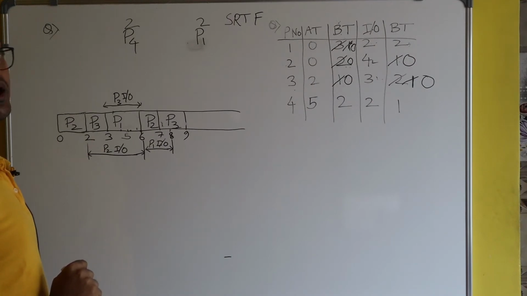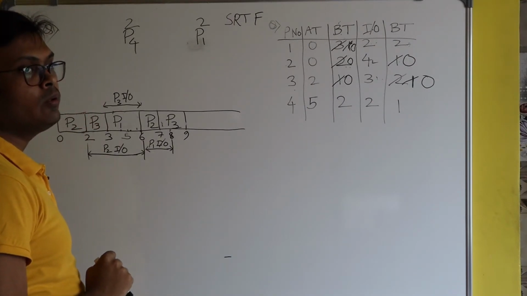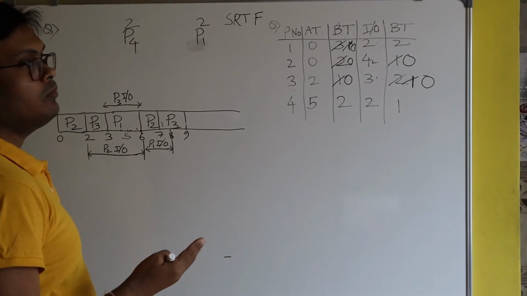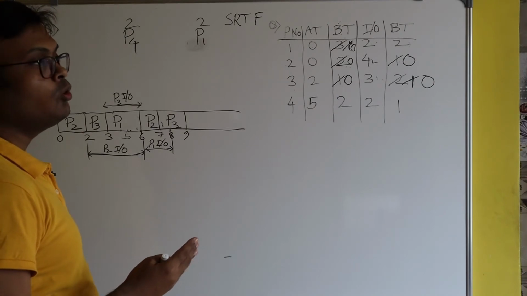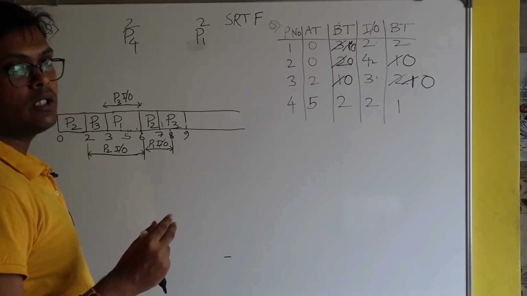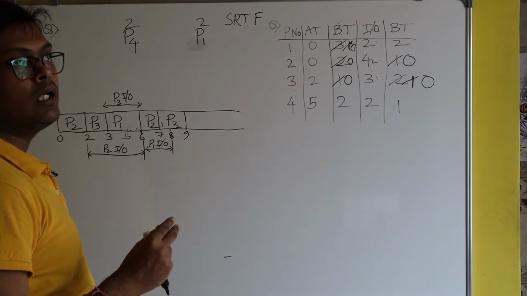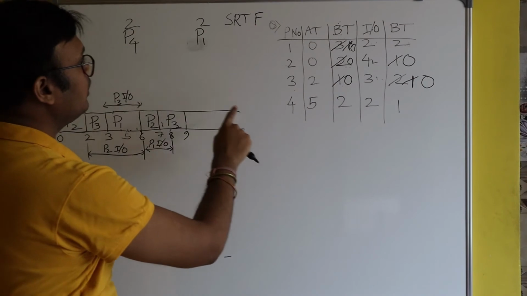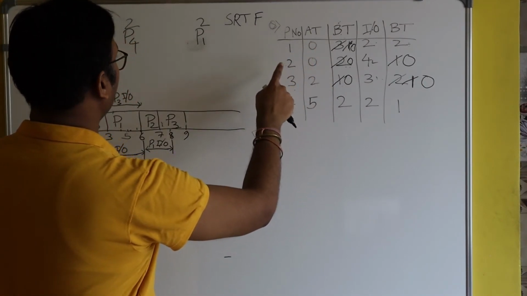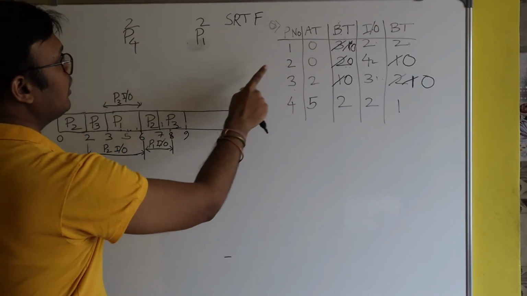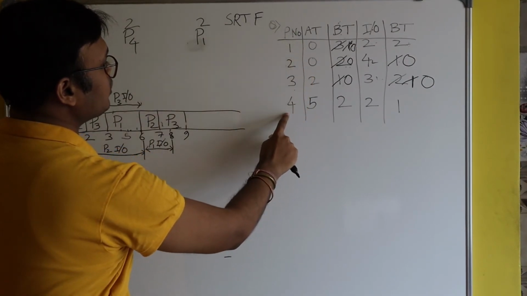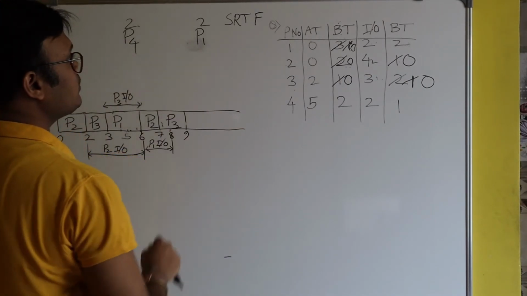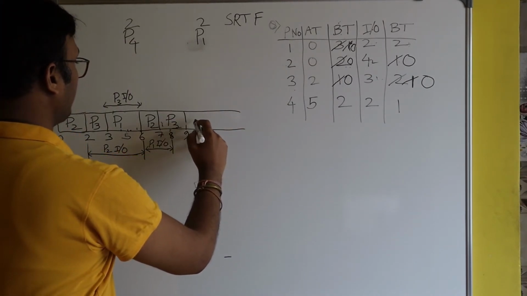So in order to break the tie, what I told you in the previous lecture: when the burst times are the same, you just select the process with the earliest arrival time. Here you can see process P1 arrived earlier than process P4. So now the CPU will be given to process P1, and here I will write process P1.